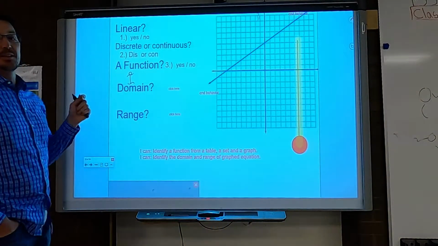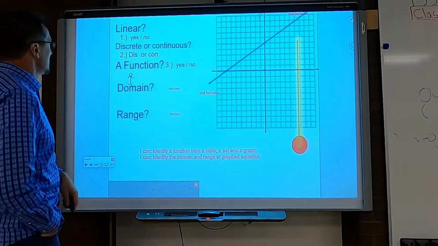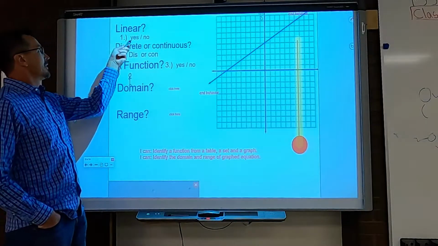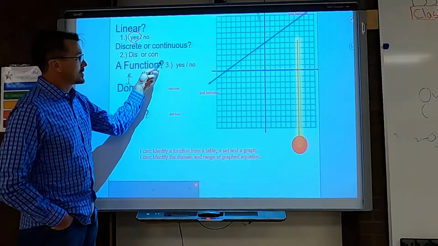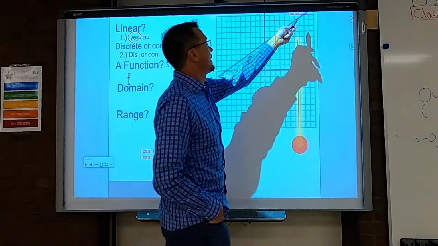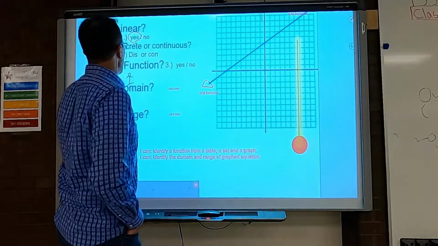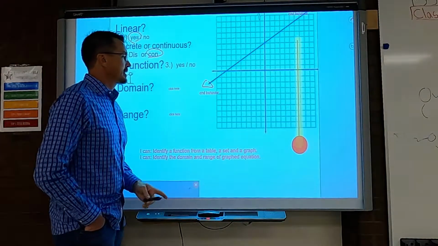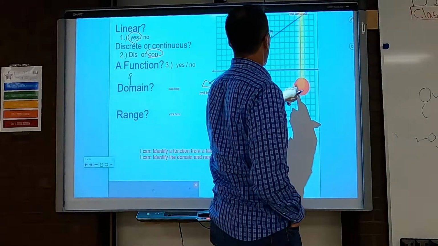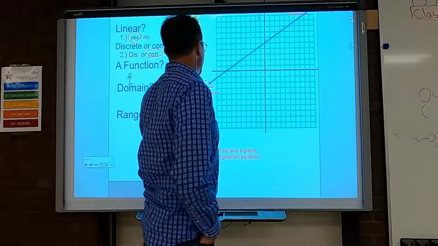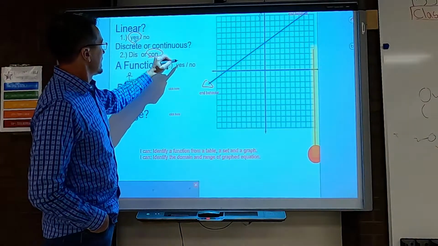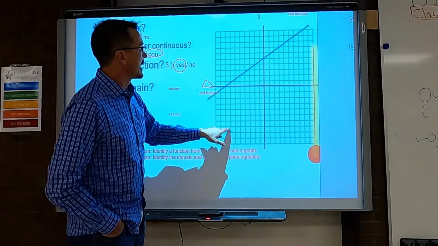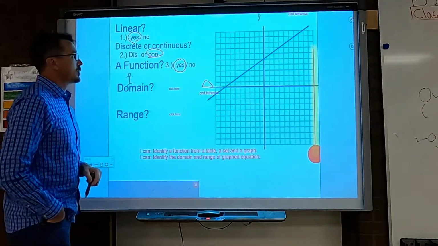Okay, pause, do it. Okay, I'm assuming you did it. Did you say this is linear? I hope so. Is this continuous or discrete? Well, these arrows tell me that it keeps on going, so I'm going to say continuous. Is it a function? Does it pass the vertical line test? The answer is yes, it does. So this is linear. Yes, and let me see if I can pull this down a little bit. There we go. And now the domain and range again.